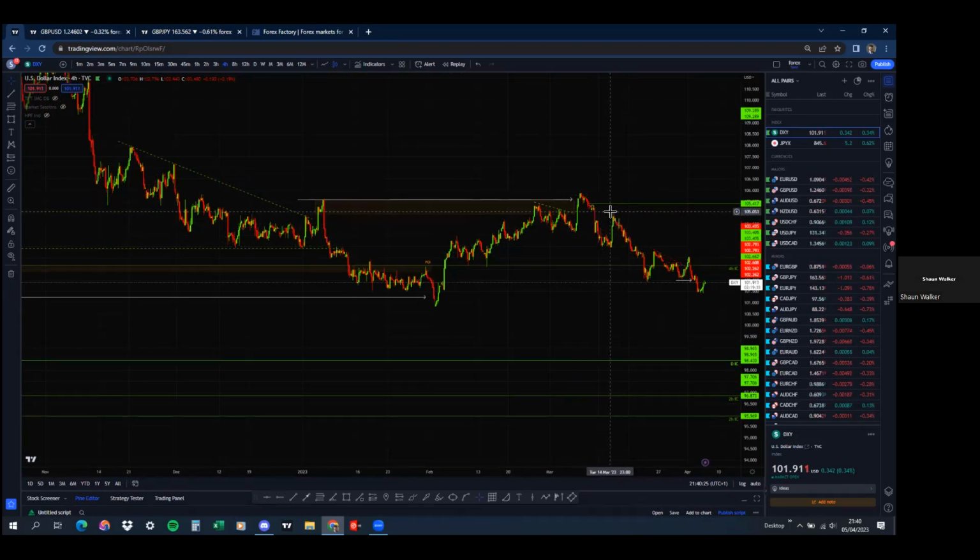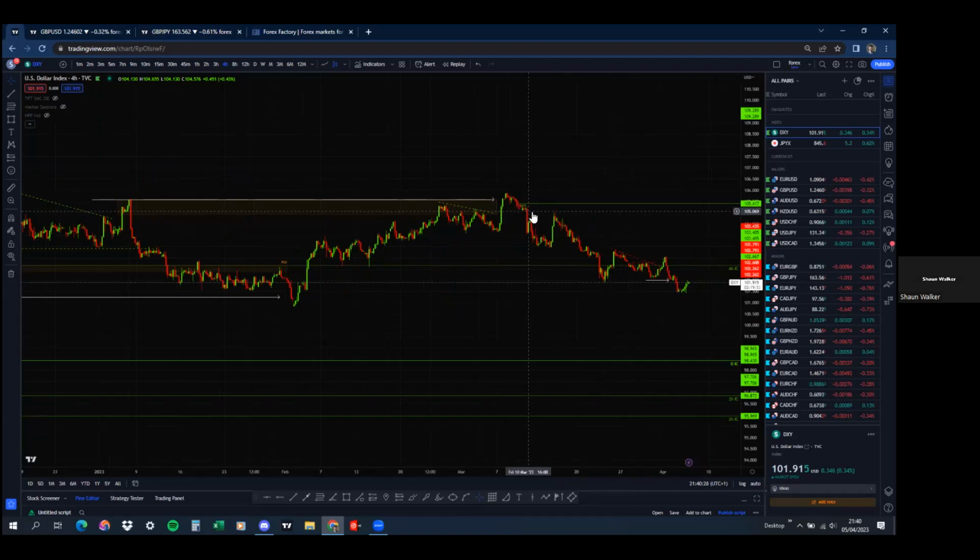It came back and tested. So that's like a valid entry there, because you've had your liquidity grab and then you break structure here. So that's when I would have been looking for sells. You know what I mean? This is the area that I'm kind of looking for. So I'm waiting for a liquidity grab and then a break of structure like that, and this would be where I'm looking to enter.